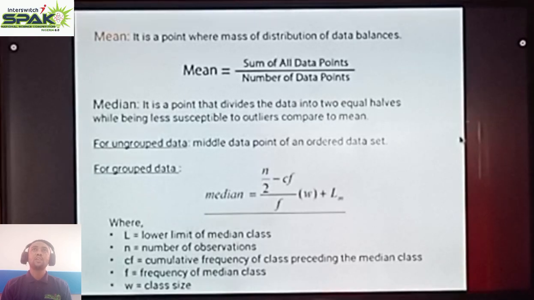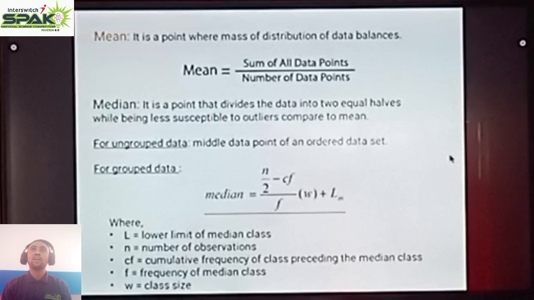But what about grouped data? To find the median, you apply the formula as you can see on the screen. So that's the formula for median. And what can we deduce from the formula? In the formula, L represents the lower limit of the median class.